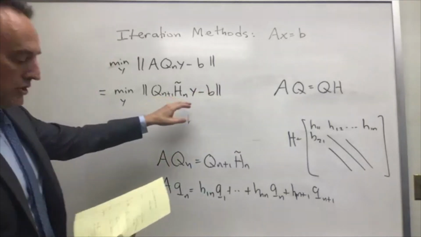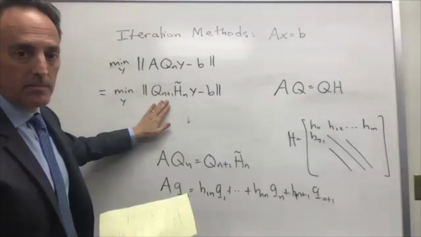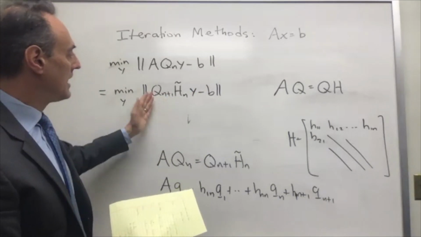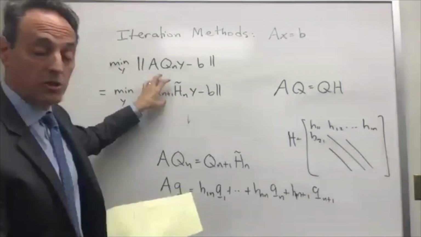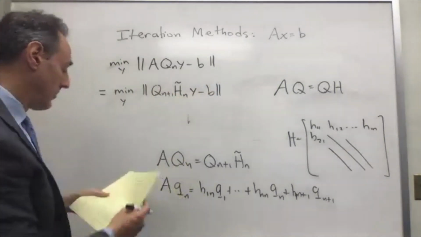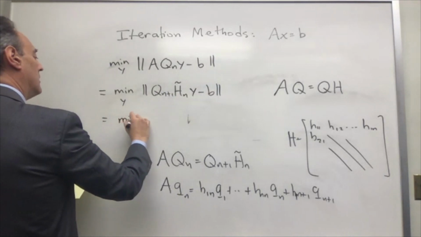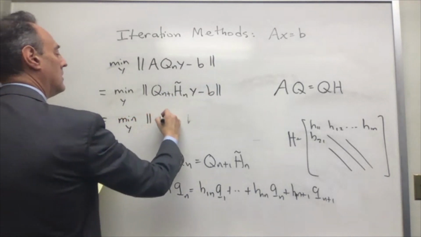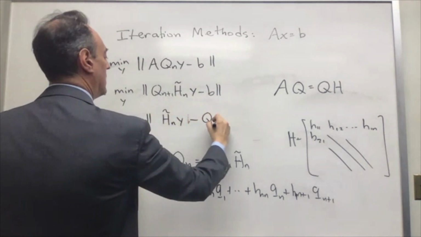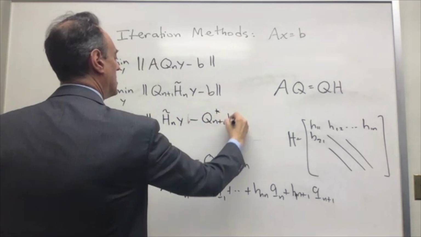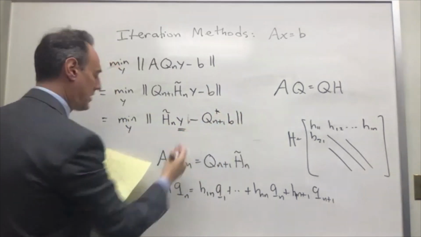Now, it turns out y and b are both in the column space of Q n plus 1. And so what I could do for both sides is multiply by Q n plus 1 star. In other words, because it's a unitary transformation, I can simply take the inverse of it to get the following. Okay? And remember, what I'm trying to solve for is this y.